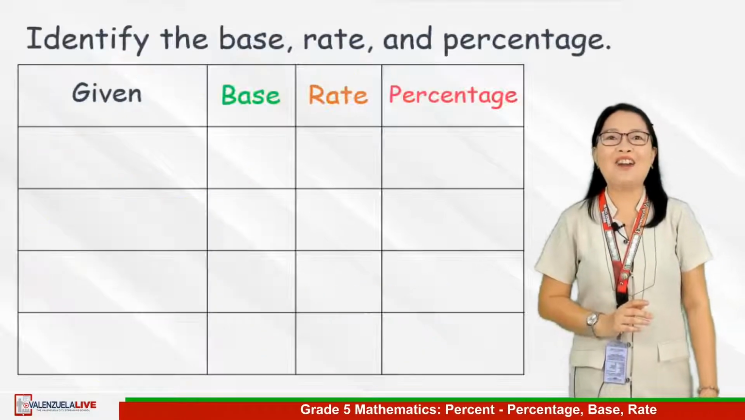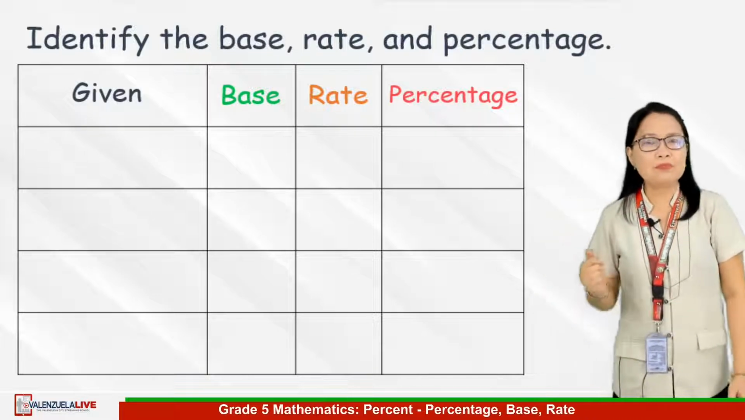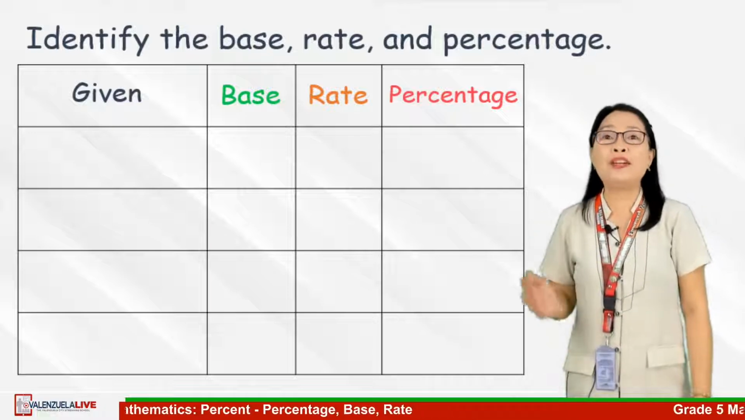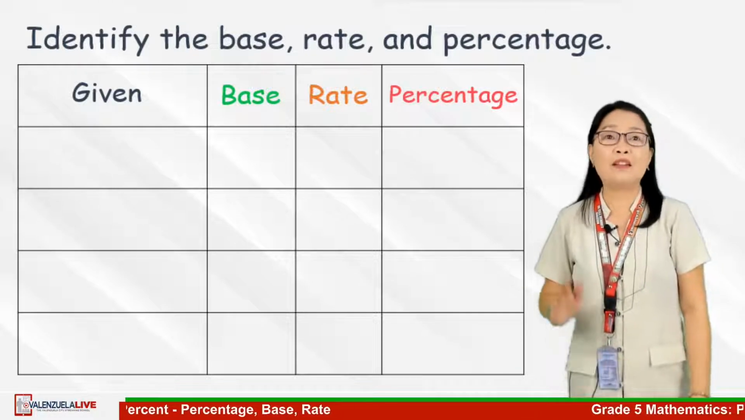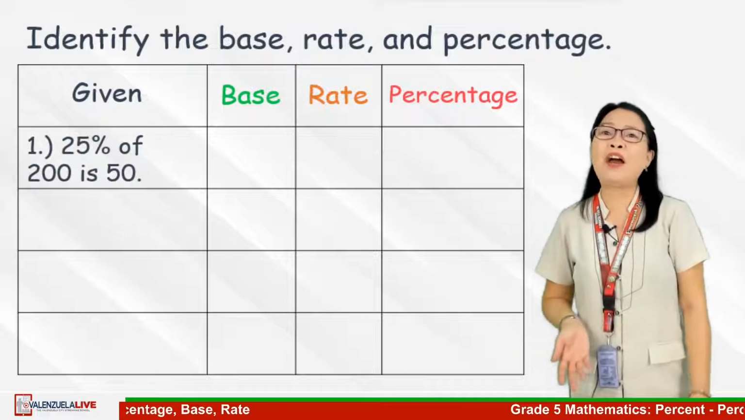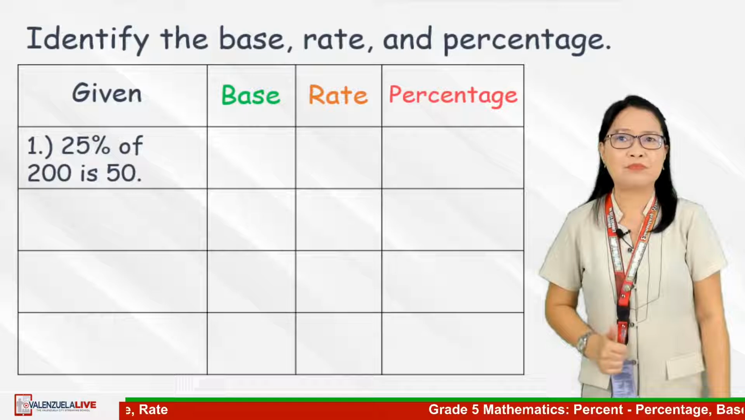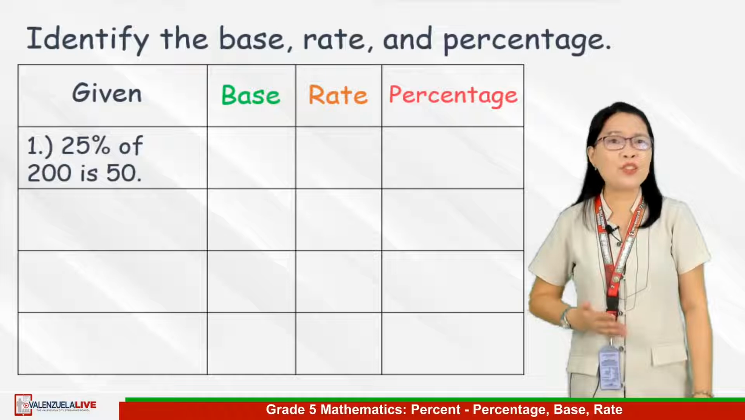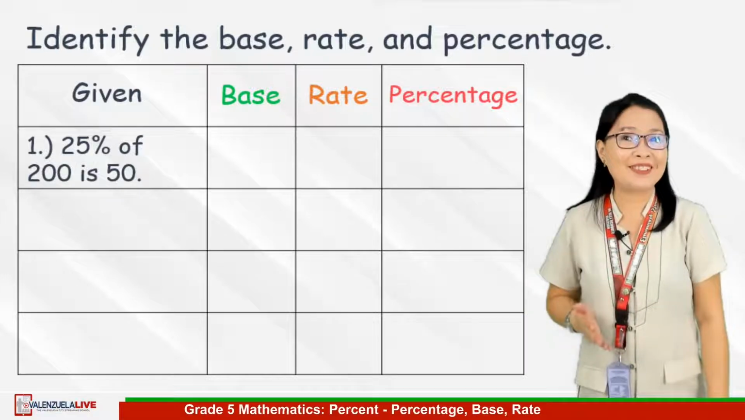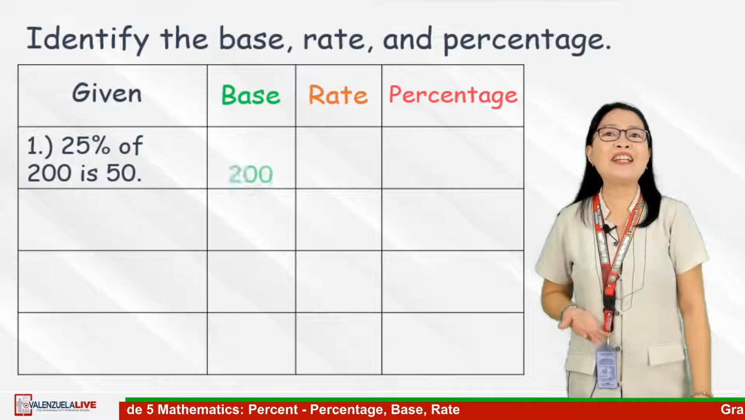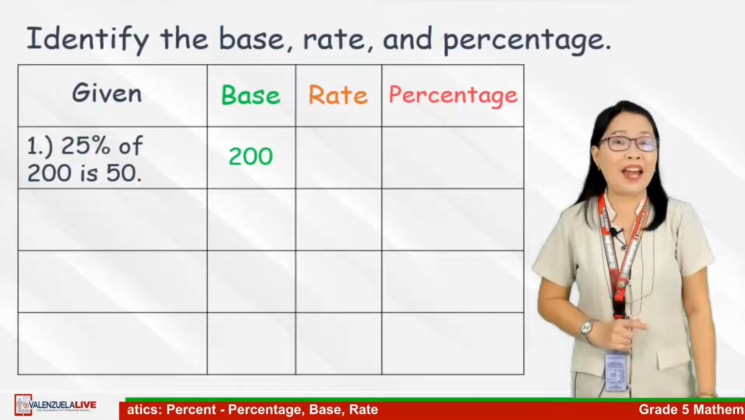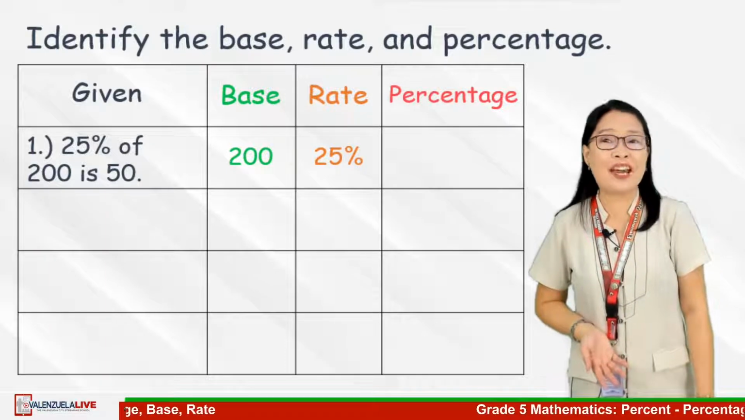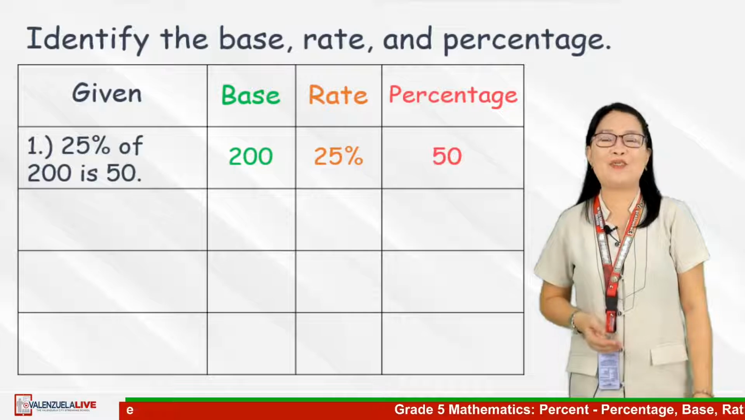Okay, now this time, I'll give you more examples. So we have the given. We're going to identify the base, rate, and percentage. For number one, 25% of 200 is 50. Which do you think is the base, the rate, and the percentage? Try to answer on your own. Okay, the base here is 200. The rate definitely is the 25%. And the percentage is, you're right, it's 50.